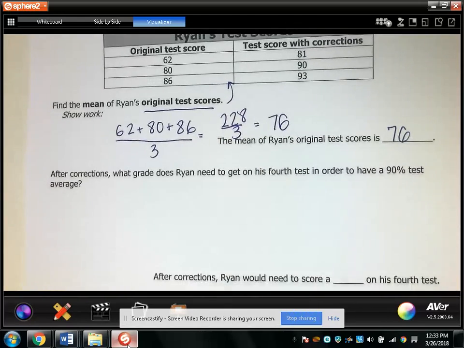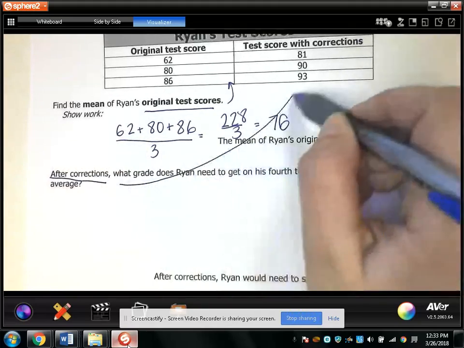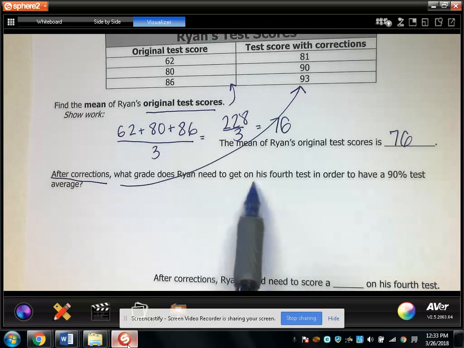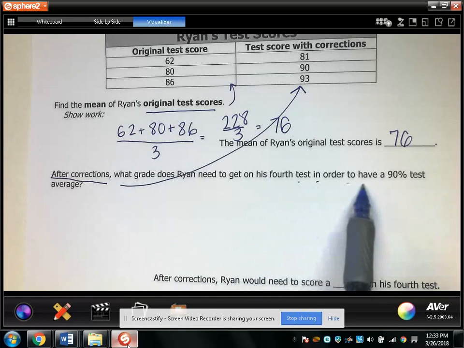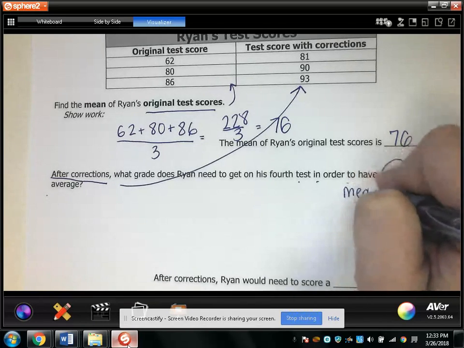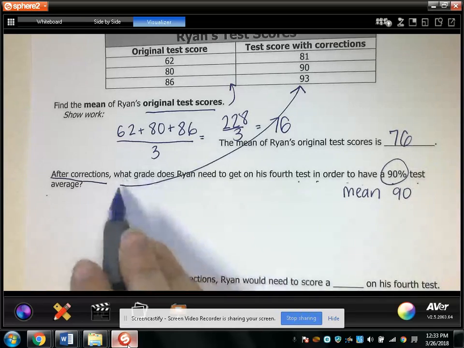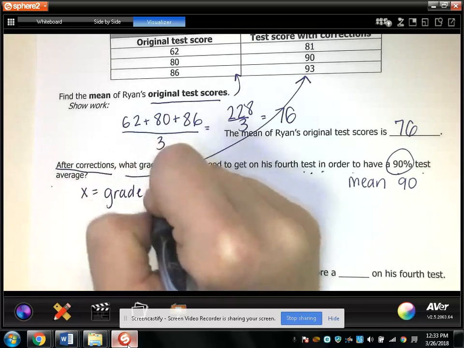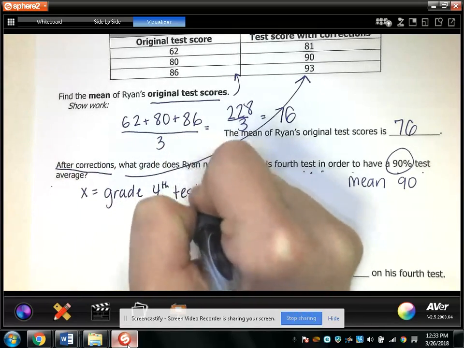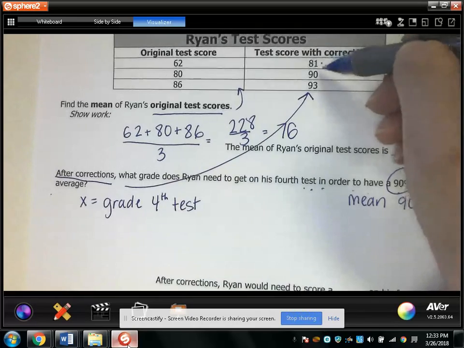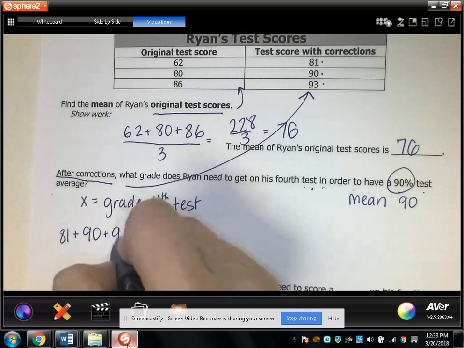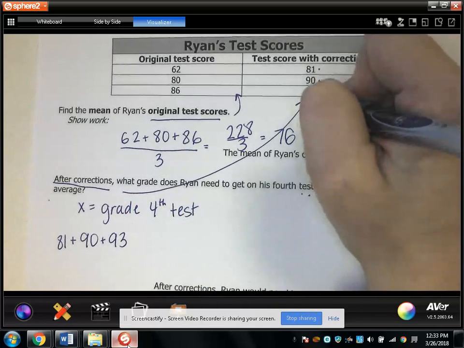Next it says, after corrections, so I have to look at the test scores with corrections. After correction, what grade does Ryan need to get on his 4th test in order to have a 90% test average? So they want the mean to be 90. And they're saying, what grade does he need to get on his 4th test? So X is going to be the grade on the 4th test. So I know the grades on the first 3 tests with corrections are 81, 90, and 93. And the 4th one we're going to say is X.